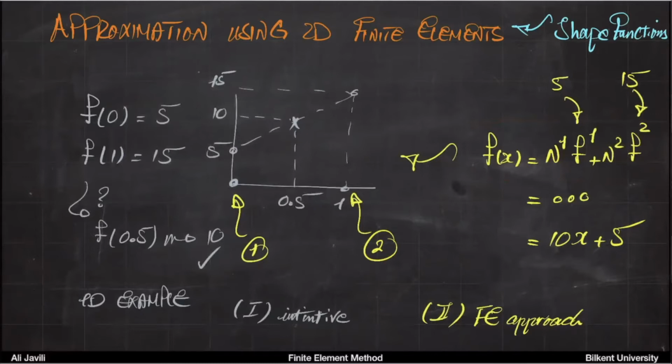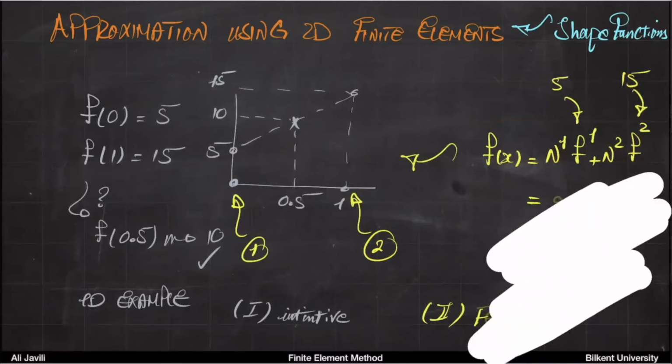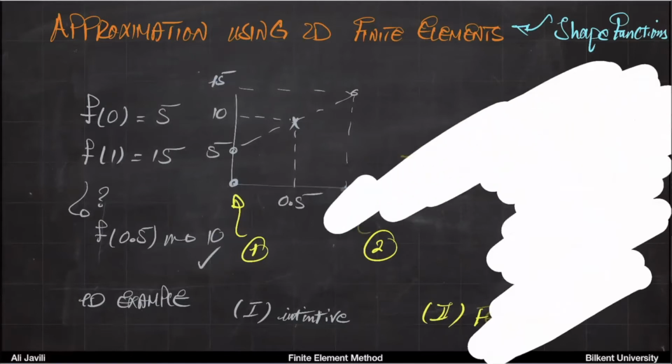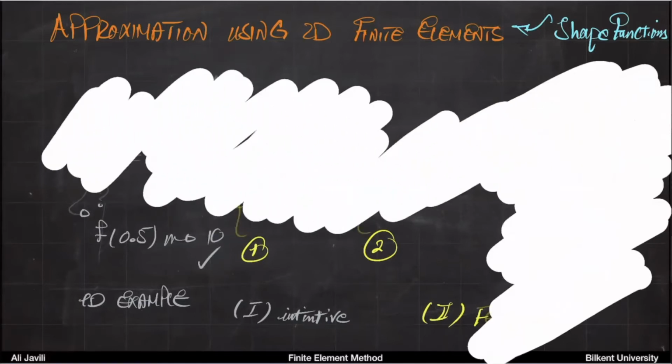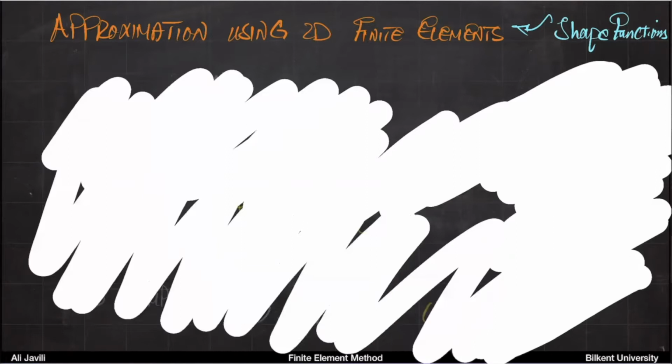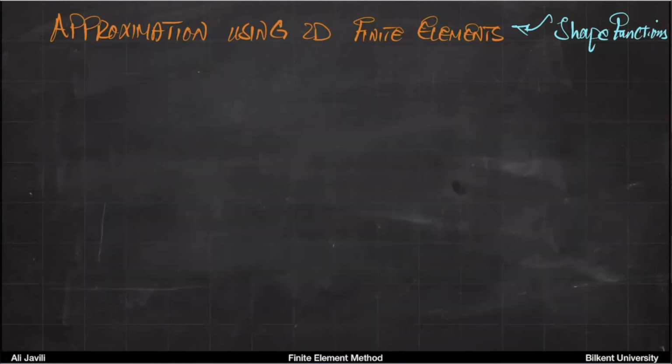So what we want to do now is to extend this to a two-dimensional problem. And you can immediately see why and how these shape functions would be useful for us. So now in a two-dimensional problem, the domain at which you have these values is going to be, let's say, a square, in its simple form.